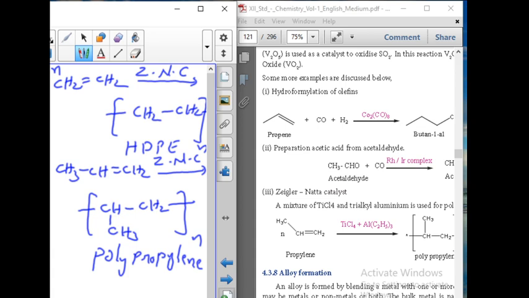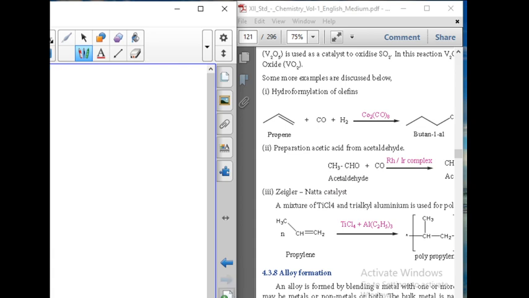So many chemical reactions in our organic chemistry or inorganic chemistry we are seeing. The catalysts we are majorly taking from the d and f block elements. The d and f block elements can act as catalysts because of the availability of d electrons or vacant orbitals. Those vacant orbitals are useful for bond breaking and bond making in chemical reactions. So this is the catalytic property.